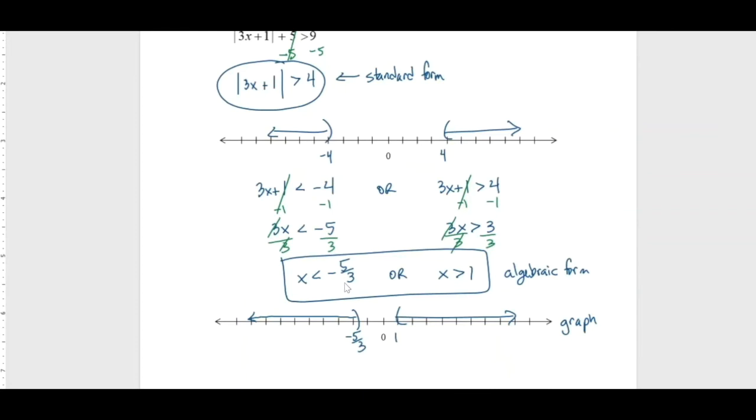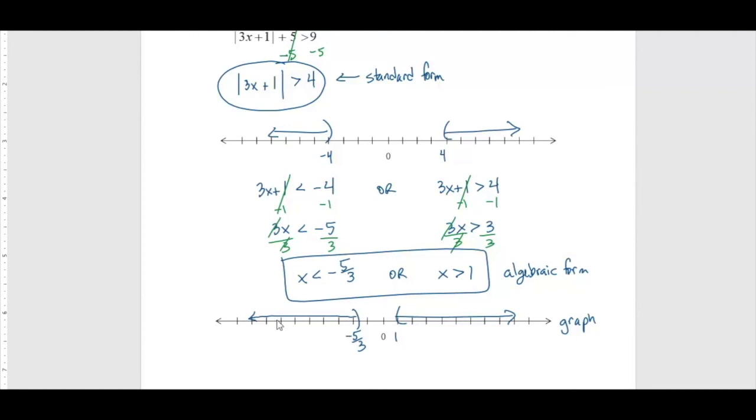When one of your endpoints is a fraction or decimal, you can approximate that point on the number line. Negative 5/3 is equal to negative 1 2/3. So you can just place this point somewhere between negative 1 and negative 2 on the number line. And now, using this graph, it'll be easy to write the interval notation.